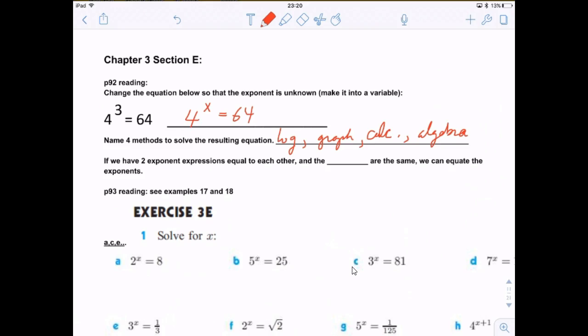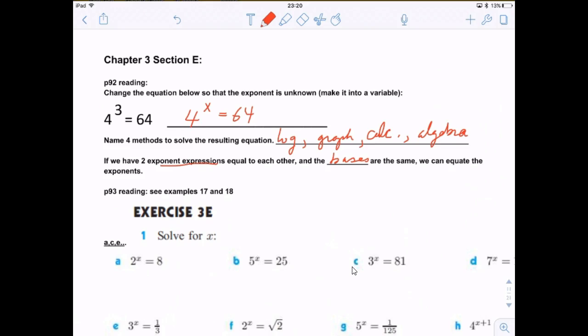The way you solve it with algebra is you make both sides look similar with a similar base and exponent, and then you match up the exponents. Okay? So if we have two exponent expressions equal to each other and the bases are the same, then we can equate the exponents. So like if we can take 64 and express it as a power of 4, then we can equate the exponents, okay?